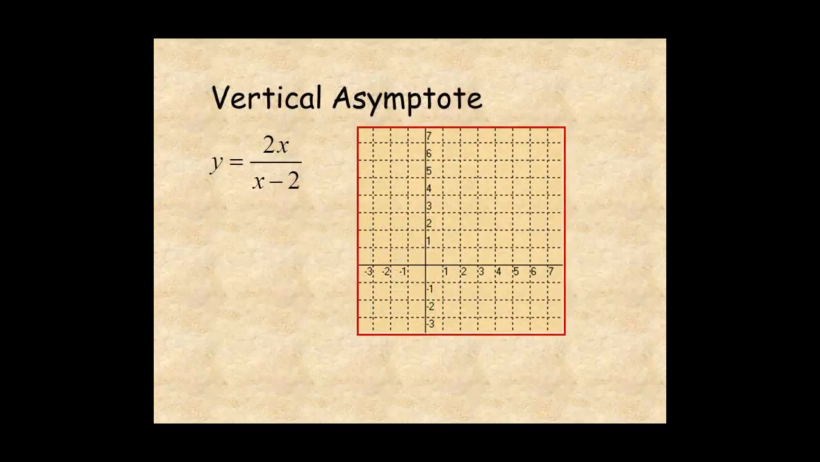The VA is the zero of the denominator. Set the denominator equal to 0 and solve. The VA for this function is the vertical line x equals 2.